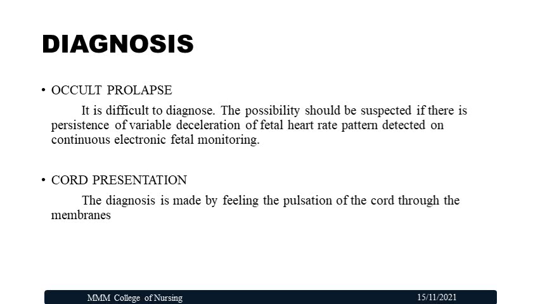The next type is the cord presentation. We have seen already that in cord presentation the cord is slipped down the presenting part and is felt lying in the intact bag of membrane. So the cord will be lying above the presenting part. The diagnosis is made by feeling the pulsation of the cord through the membrane. While doing the internal examination, we can feel the cord pulsation over the presenting part. So through that we can detect the cord presentation.